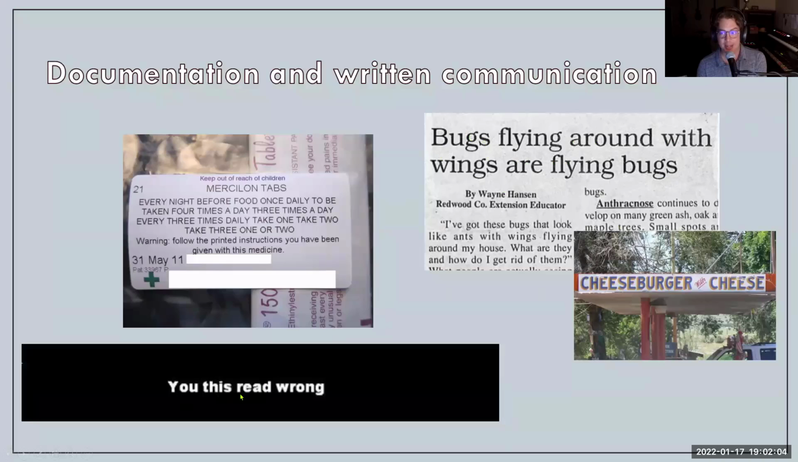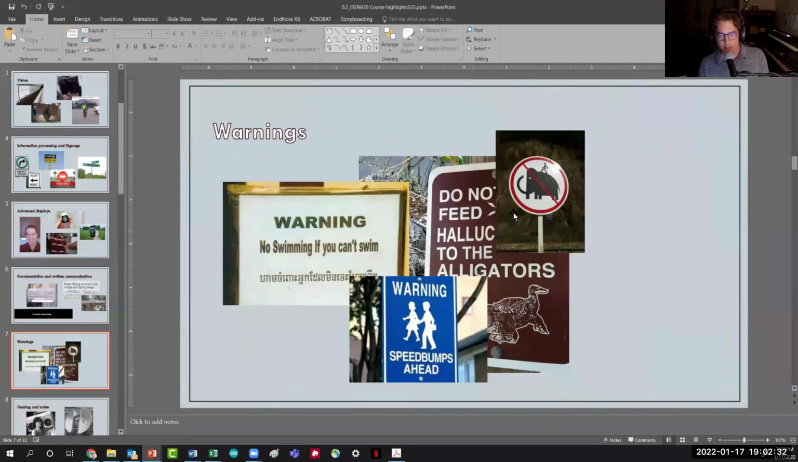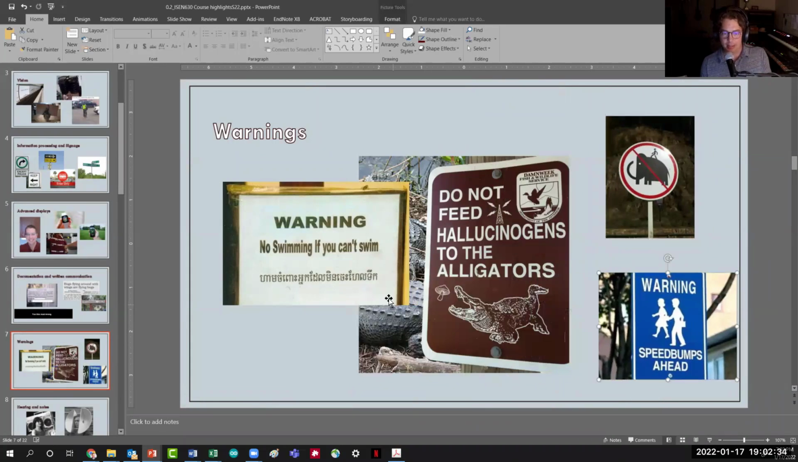Of course, there are some interesting human aspects to how we holistically process verbal language. So this read wrong, but you probably didn't read it that way. And isn't that amazing that your brain automatically switches those around? So that's a little secret. So that's interesting. Warnings, this got a little jumbled up here. Come on now, how did that happen? Yeah, don't feed the alligators.